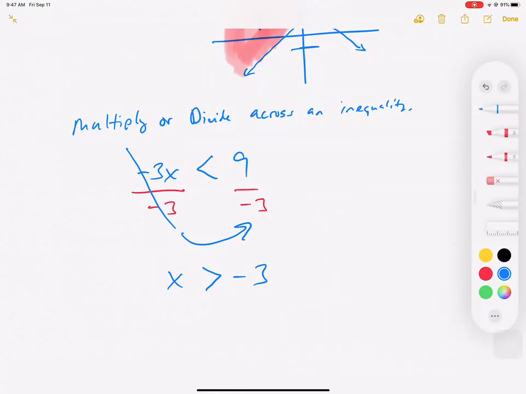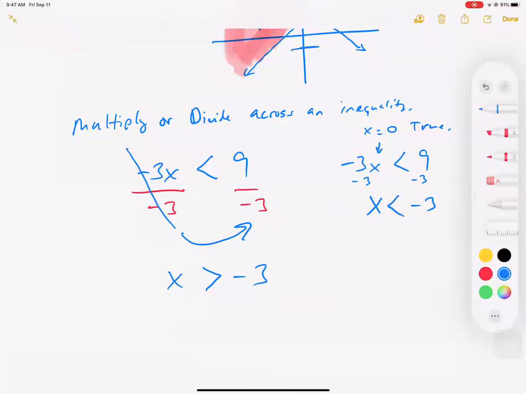Now, here is how you remember that. Let's say you're taking a test 2 years later and you forget the rule. Give me a number that works here. Any number you want. Doesn't 0 work? If x is 0, that is a true statement. 0 times negative 3 is 0. 0 is less than 9. But if I tried solving it and forgot the rule, and I wrote instead x is greater than negative 3, I moved the 3 over.